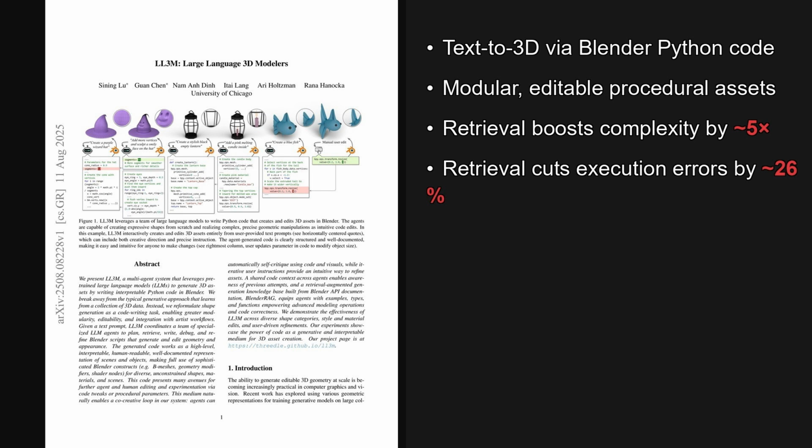Building on those metrics, 2 takeaways stand out. First, treating 3D creation as editable Blender code delivers modular assets that users can tweak locally without rebuilding everything. Second, retrieval-augmented knowledge markedly boosts complexity while cutting errors. Blender RAG simply means a retrieval system grounded in Blender documentation.